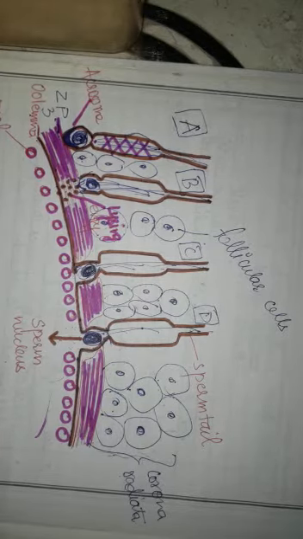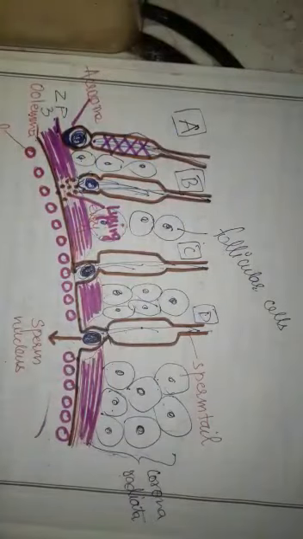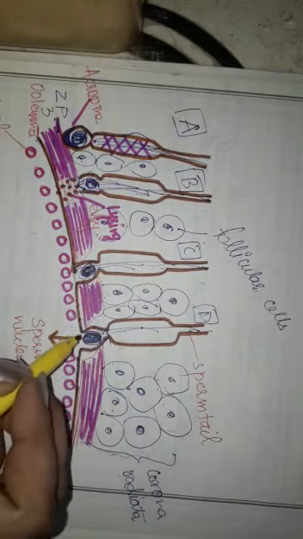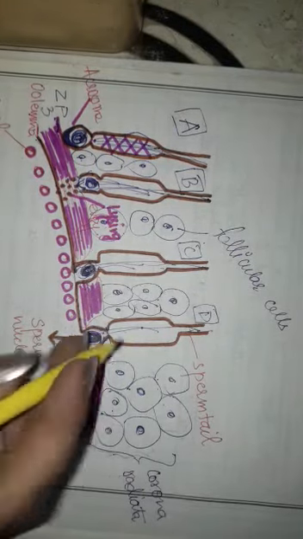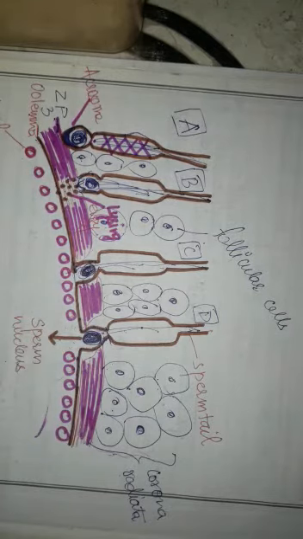fuse with the ovum. Now the third step is the entry of the sperm. Third step in fertilization is the entry of sperm. Now the egg extends around the sperm and it forms a fertilization cone, and this fertilization cone takes the entire sperm into the egg.